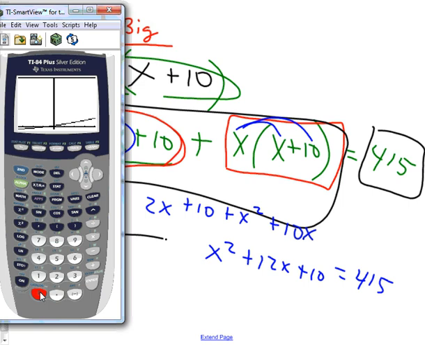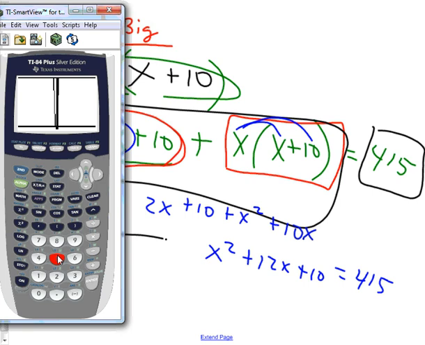Okay. How about if I try a different zoom? Maybe zoom... Okay. Ooh, look at that. They crossed. Zoom 5 looks like it's going to work for me.